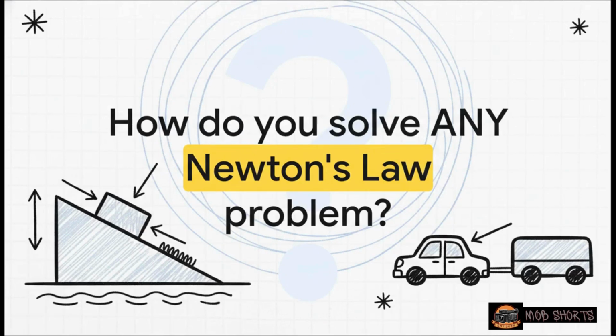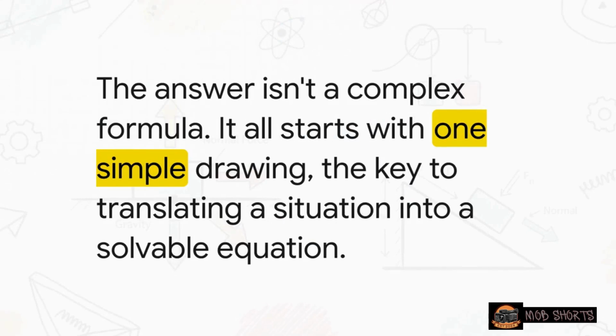How do you actually solve any of these problems? I mean, whether it's a box sliding down a ramp or a car pulling something, what's that one universal first step you should always take? You know, the answer isn't some super complicated formula or a trick you have to memorize. Nope. It all starts with one simple but incredibly powerful drawing. This little sketch is the key to turning a messy physics situation into a clean, solvable problem.